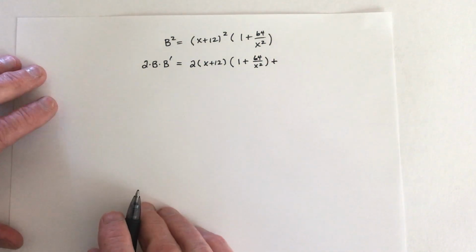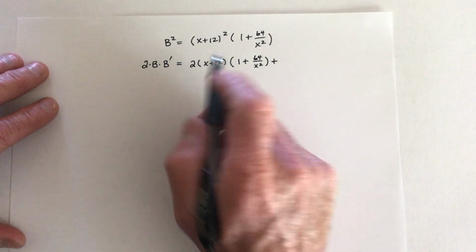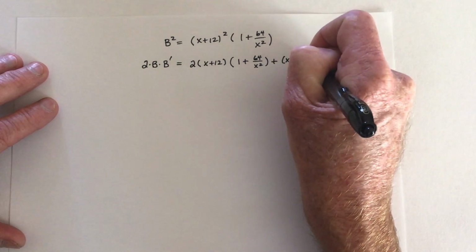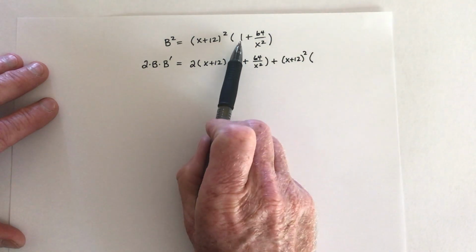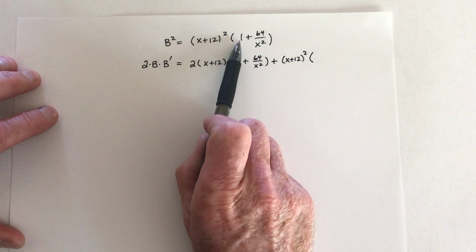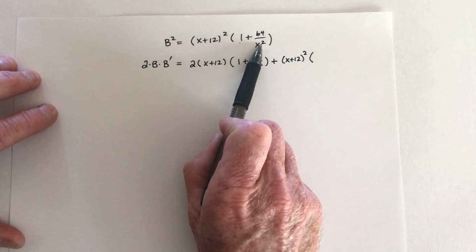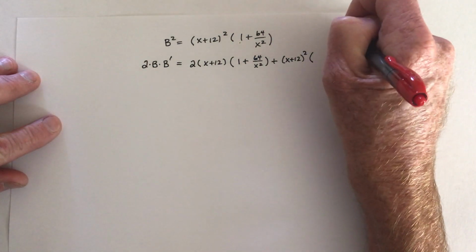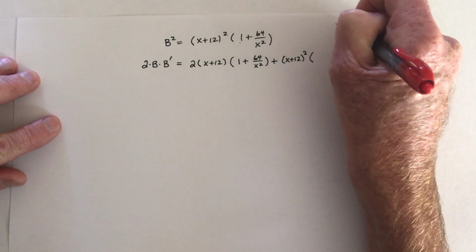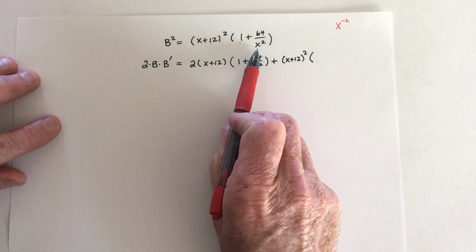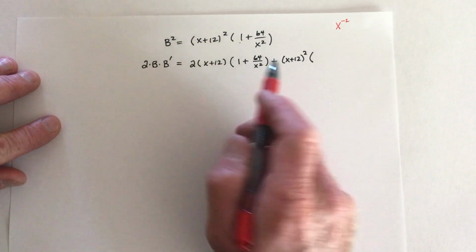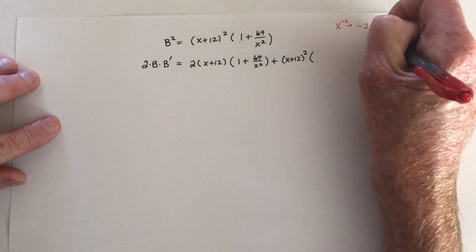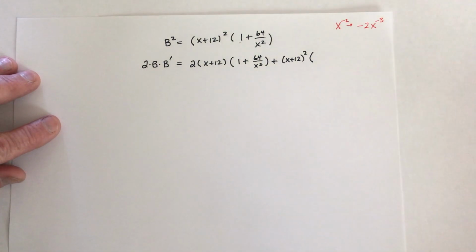Okay, there's half of the product rule. Now copy down the first one, (x + 12) squared. And now take the derivative of this one. Well, the derivative of a 1 is 0, and if you have x to the negative 2, and you take its derivative, that'll be negative 2 times x to the negative 3.